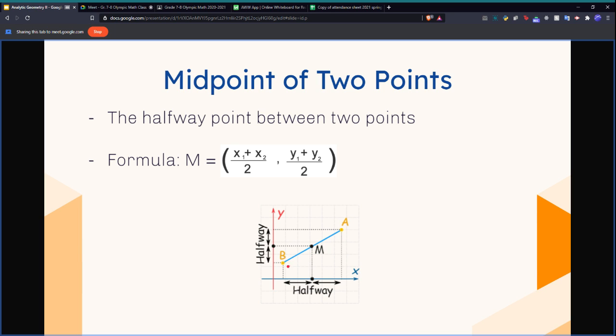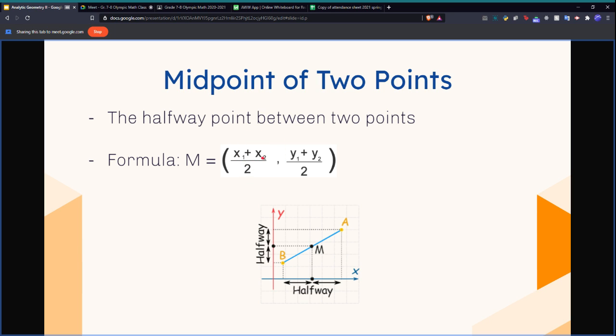That means that we have to take the sum of their x coordinates and divide that by 2, and also take the sum of the y coordinates and divide by 2. So think of it as the midway x. The midpoint has its x coordinate as the middle x coordinate between the x coordinate of B and the x coordinate of A. And same thing for the y coordinate. Its y coordinate is halfway in between the y coordinates of A and B. And that's how you get this formula.